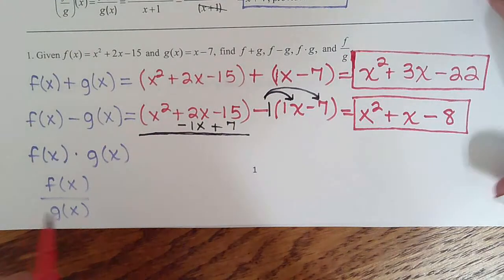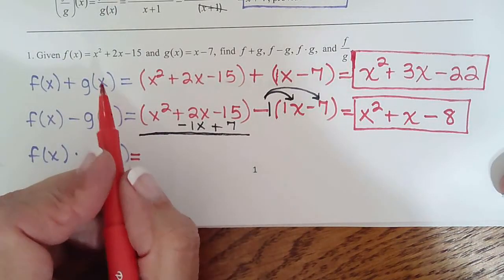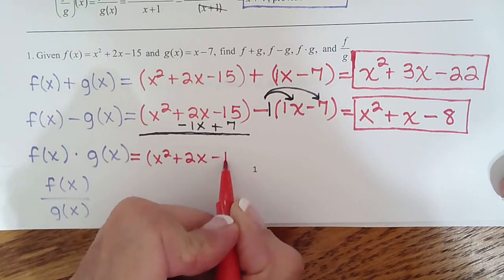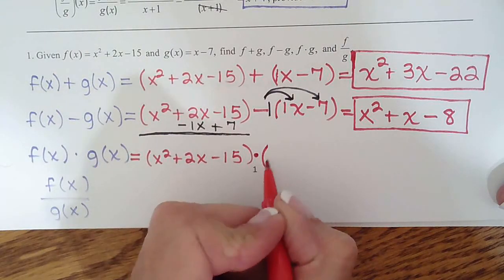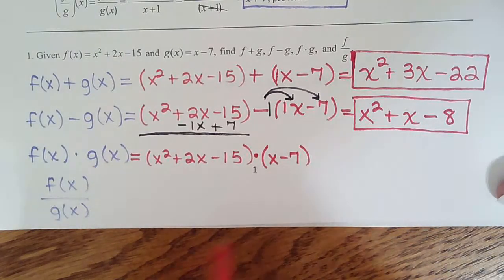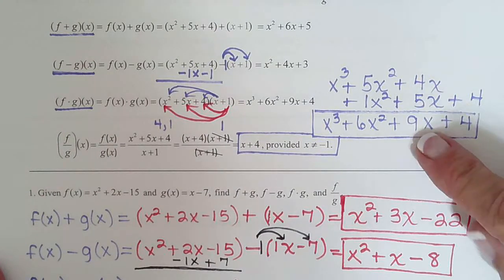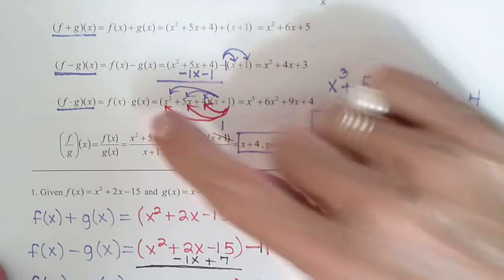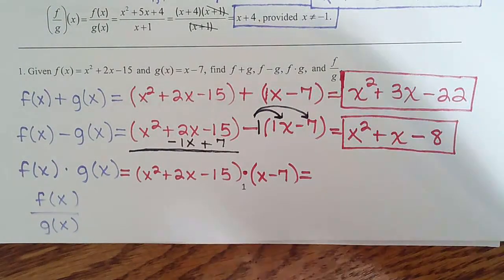It's f of x times g of x, so we're going to have to do all this. So f of x is x squared plus 2x minus 15, and don't forget your parentheses, times g of x, which is x minus 7. So we have to do the exact same thing we did up here. So distribute the first times each and then the second item in the little parenthesis. And when we had a lot of room and we did this, I told you to switch it around, but as long as you can go backwards, you're fine.